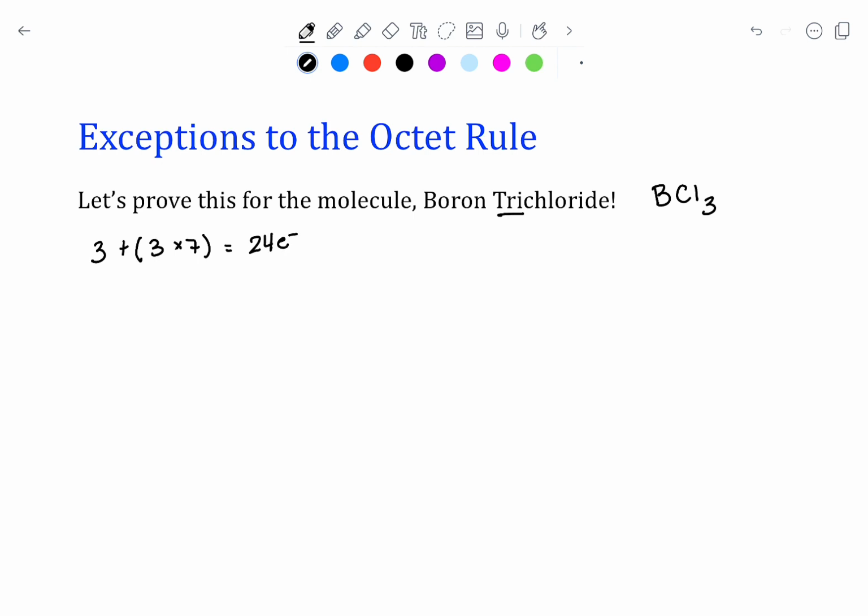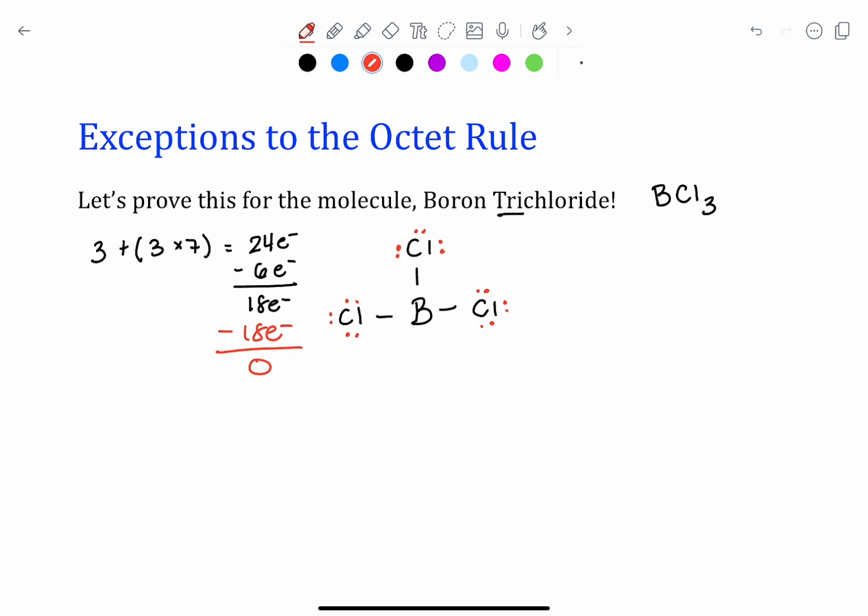So I have some electrons to work with. So let's see. We next follow up with our steps. Boron is in the middle. It's bonded to the 3 chlorines. I used up 6 electrons to do that, and I have 18 electrons left over. My next step says to complete my octets. So we have 1, 2, 3, 4, 5, 6, 7, 8, 9, 10, 11, 12, 13, 14, 15, 16, 17, 18. Minus 18 electrons to give no electrons left over.